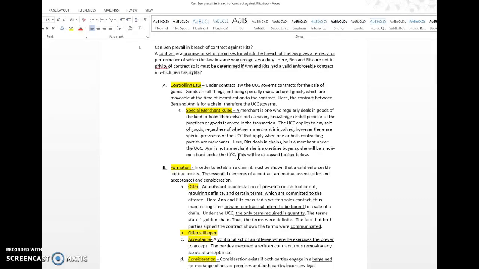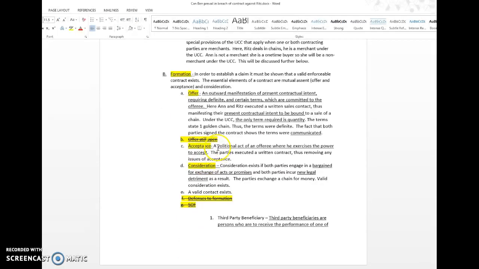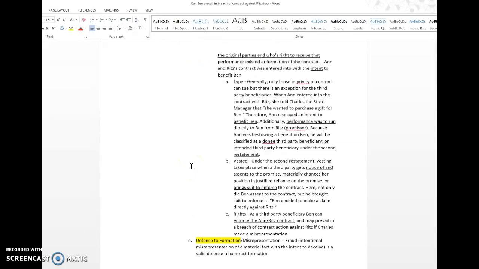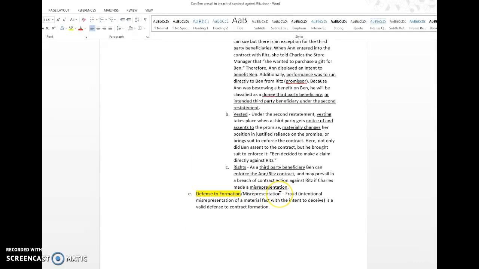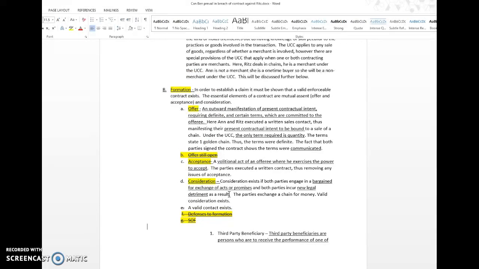We've got formation, performance, breach, damages, over and over and over. We know what's under formation. We have our UCC, common law, our special merchant rule, our formation, our offers, is the offer still open, acceptance, consideration, defenses to formation. Under those defenses, we have statute of frauds. We have misrepresentation. We have fraud in the inducement. We have impossibility, impracticability, mistake, mutual mistake. But if you don't outline it and you just start writing, you're going to miss things.